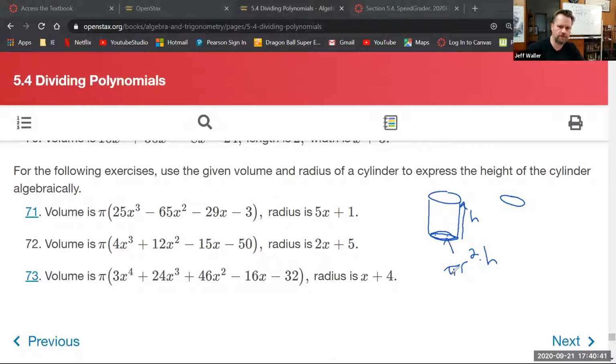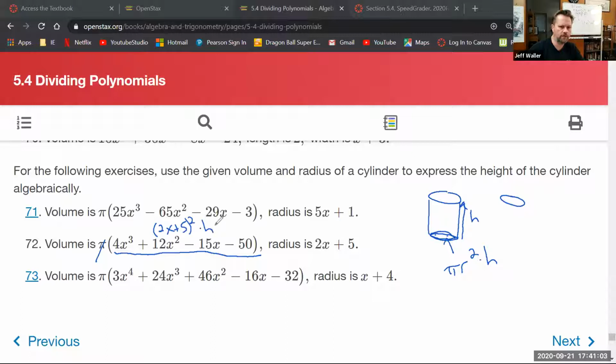Hopefully, I don't know if you guys agree. So what does that do for me? So ignore the pi. Some of you guys are having too much, I don't care about pi, ignore it. What is this made of? This is made of r squared times h. And we know the radius is 2x plus 5.